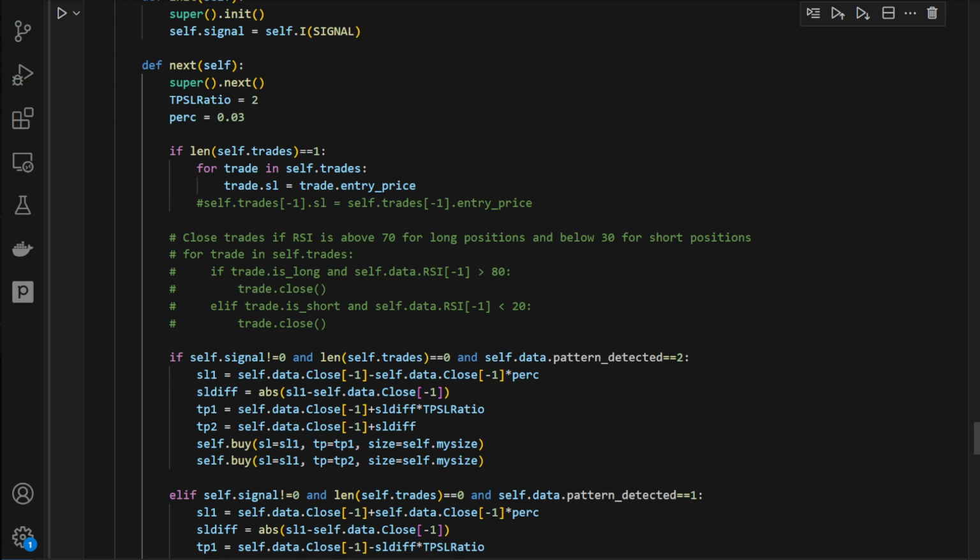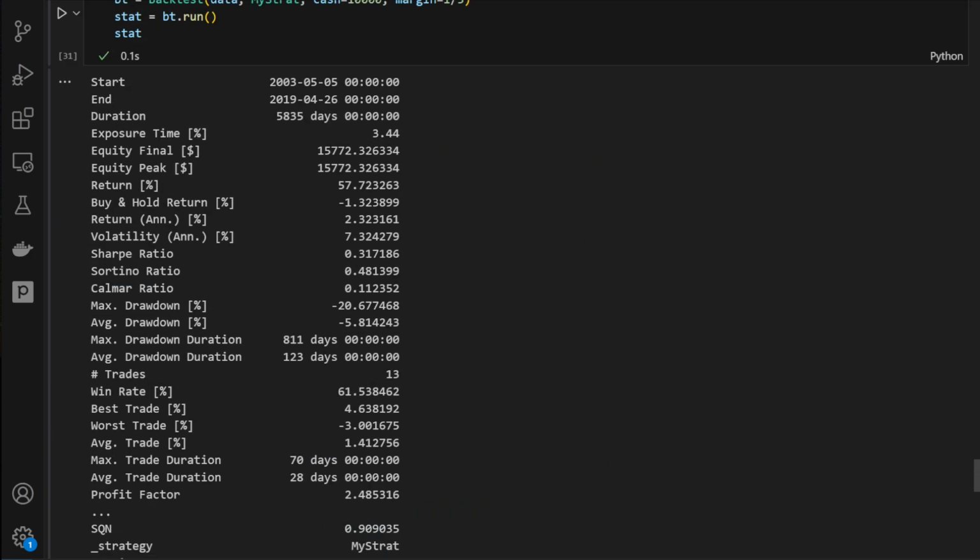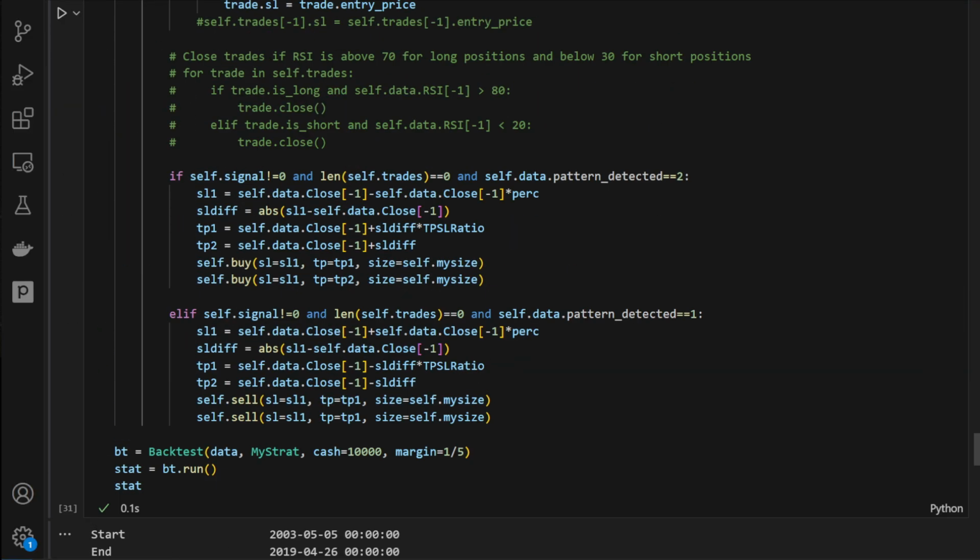And just for your experimentation, you might want to change the percentages here. You might want to change the ratio. Let's try 1.5 and so on. You can optimize it actually, depending on your trading style.